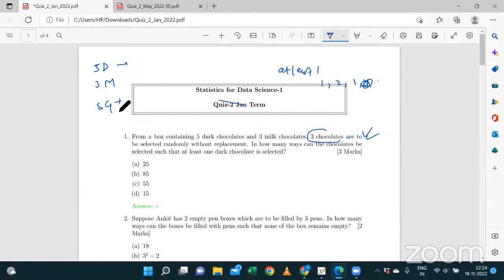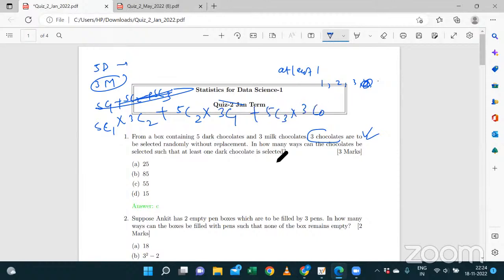So you have to add 5C1, 5C2, plus 5C3. No. If you are doing 5C1, but I'm selecting 3 chocolates, that means the remaining 2 chocolates will be from milk. So 5C1 into 3C2, plus 5C2 into 3C1, plus 5C3 into 3C0. That's all. Sir, the answer is not coming.